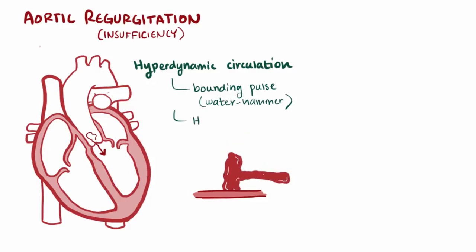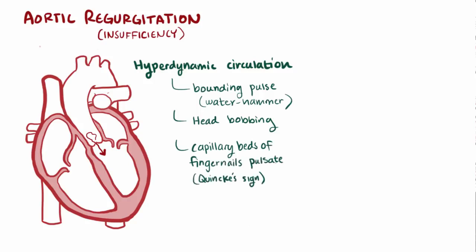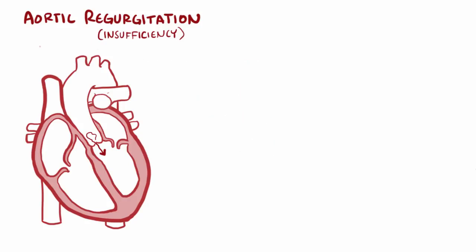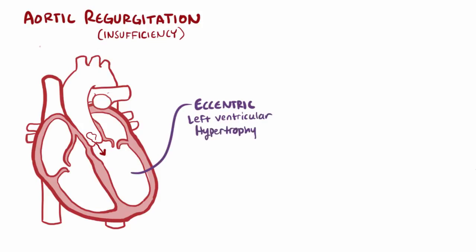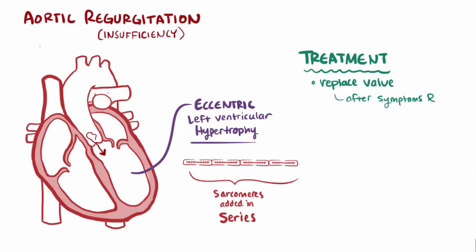These bounding pulses can be dramatic enough that they cause head bobbing that's in tune with the heartbeat, as well as causing the capillary beds in the fingernails to pulsate, sometimes called Quincke's sign. Over time, the increase in blood volume in the left ventricle causes the chamber to grow larger, called eccentric ventricular hypertrophy. In this situation, new sarcomeres are added in series to existing ones. Just like aortic stenosis, treatment for aortic regurgitation is replacement of the valve after symptoms and left ventricular dysfunction develops.